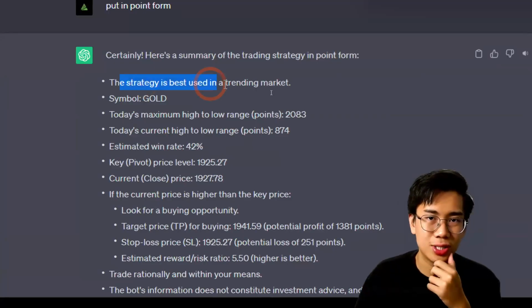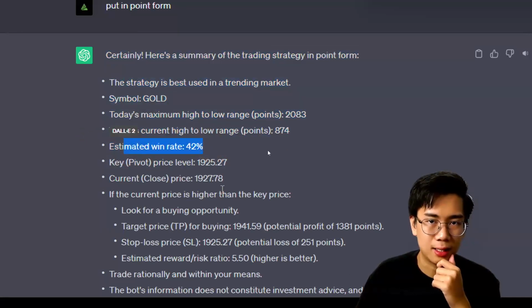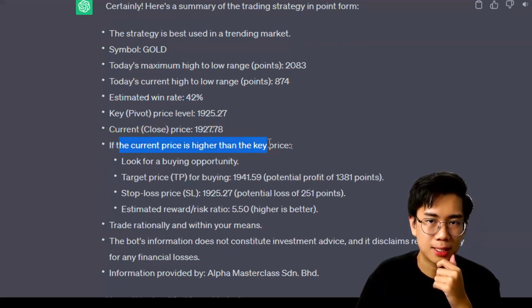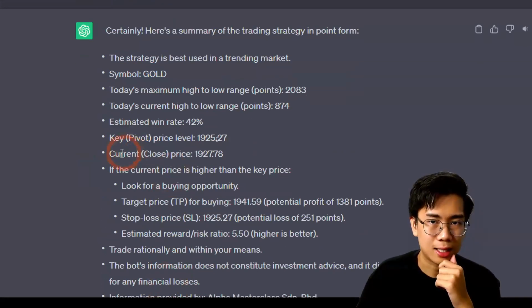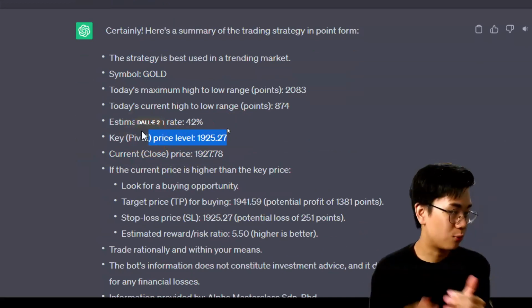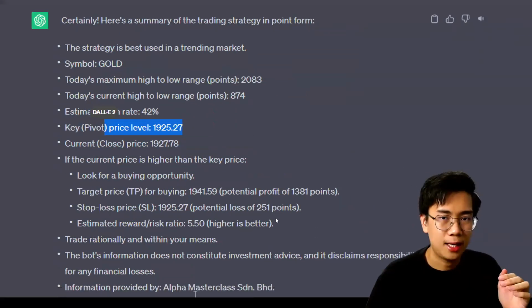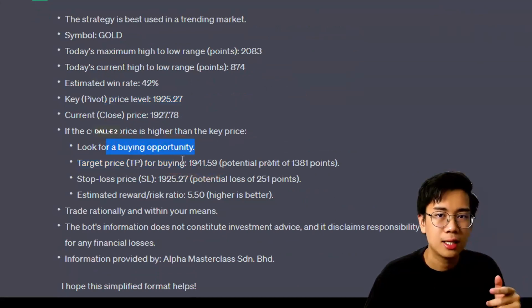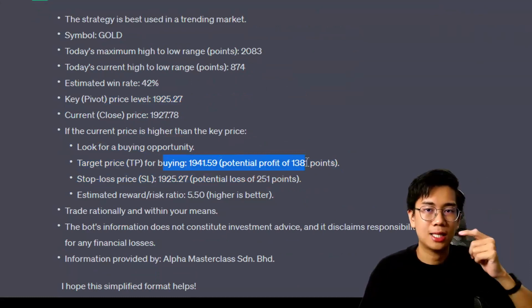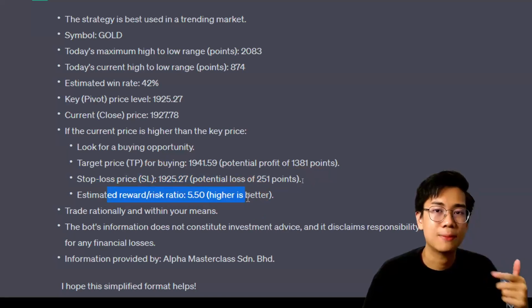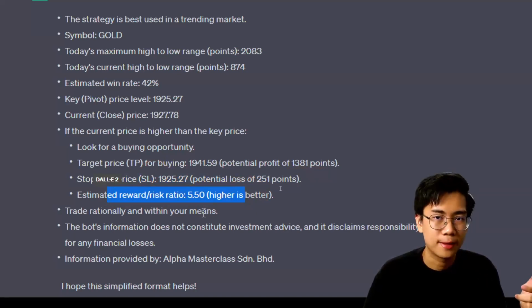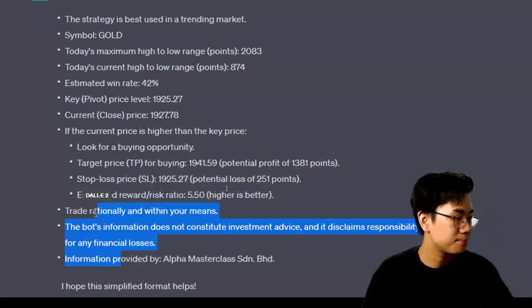Now, this strategy is best used in the gold market, with the max high and low points as shown. The win rate is 42%. If the current price is higher than the key price, which is the price ChatGPT is looking at, it suggests a buy opportunity. If you buy, this is your take profit, a potential profit of this amount, and a potential stop loss of this amount. The estimated risk reward is 5.5, which is the higher the better, meaning how much you can potentially win. The last one is just the risk disclaimer.